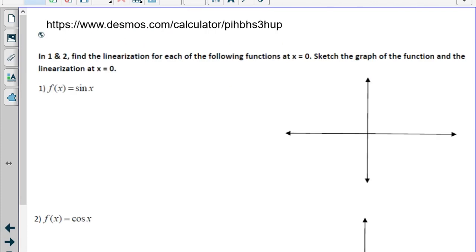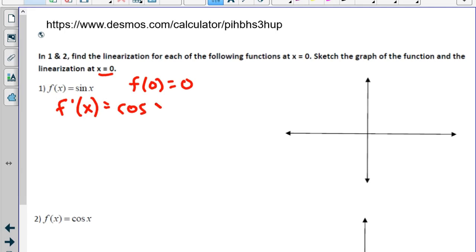So what we're going to do is find some linearizations right now. First thing we want to do is, since we know that it's at x equals 0, we need to find the value of the function at x equals 0. So sine of 0 is 0. Now we'll take the derivative. So f prime of x is cosine of x. And we're going to substitute 0 in there. So cosine of 0 is 1.